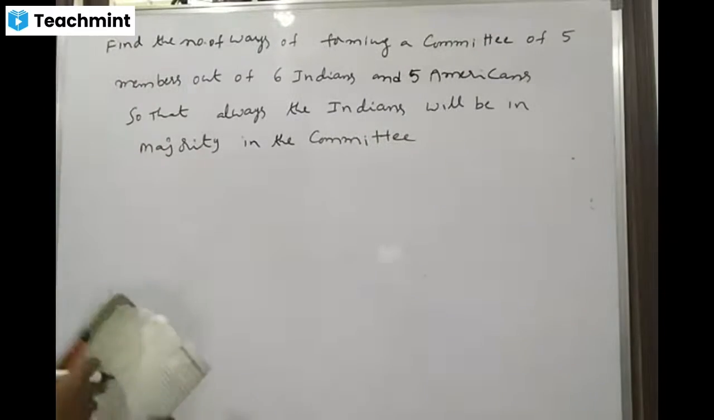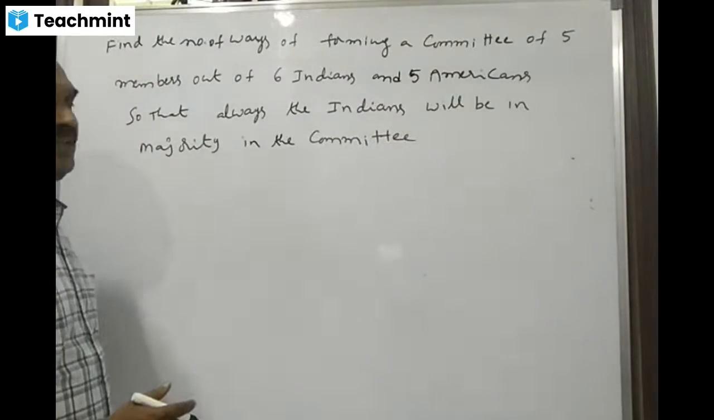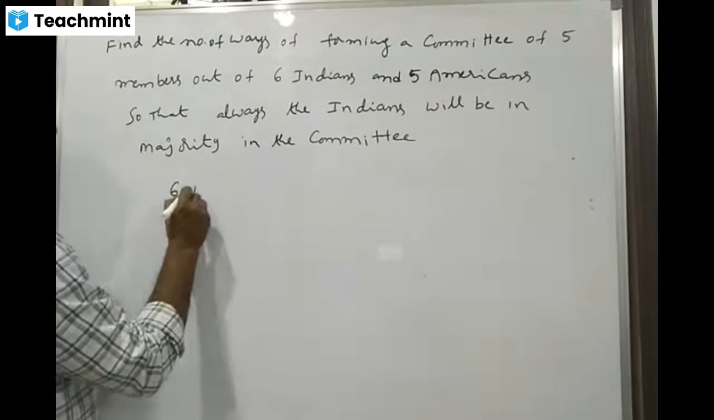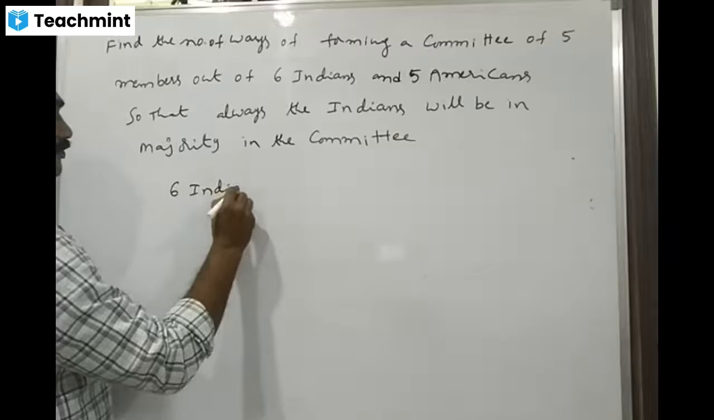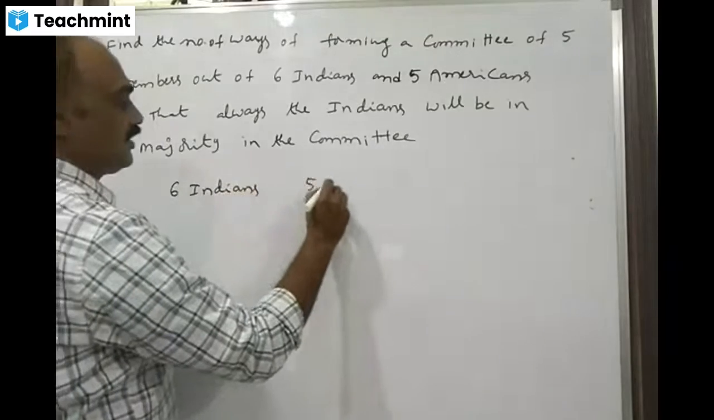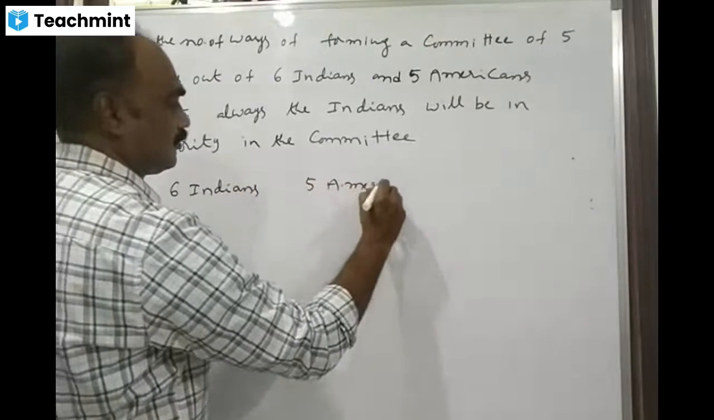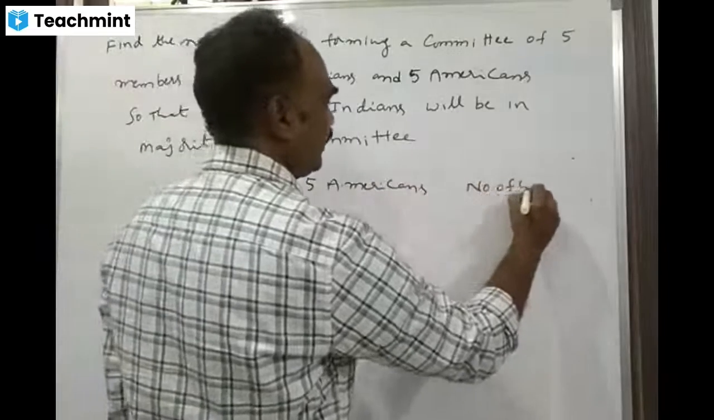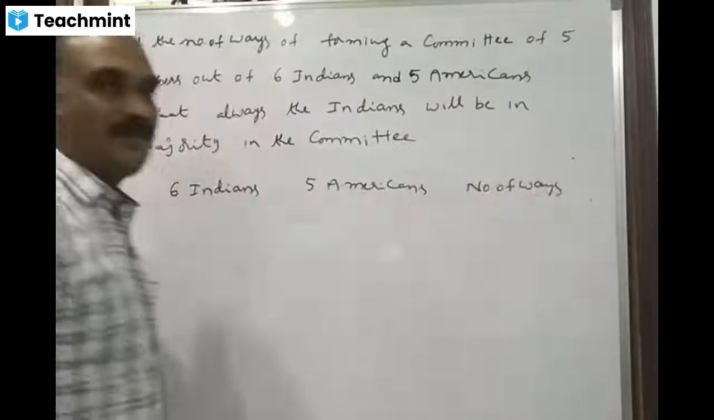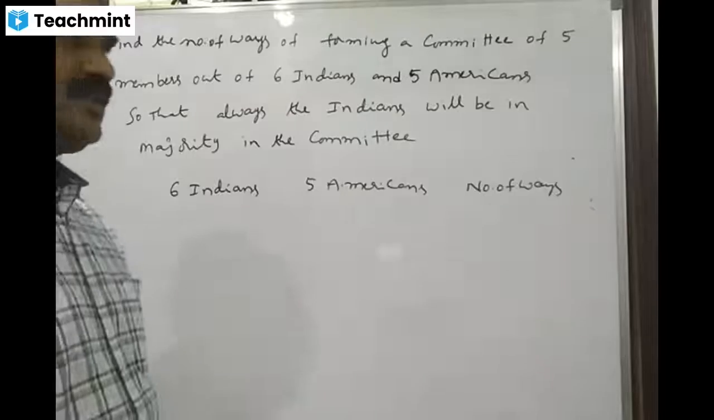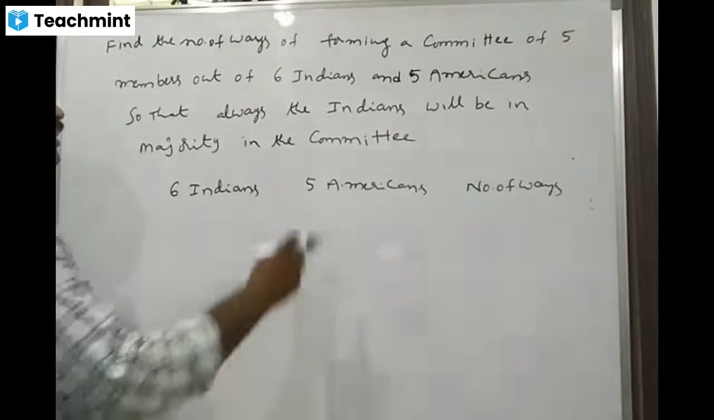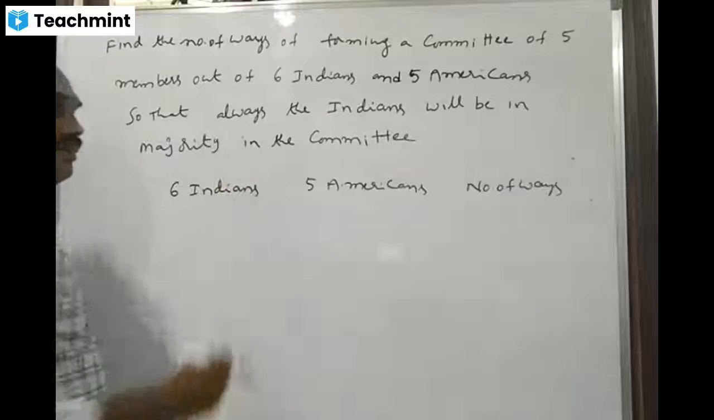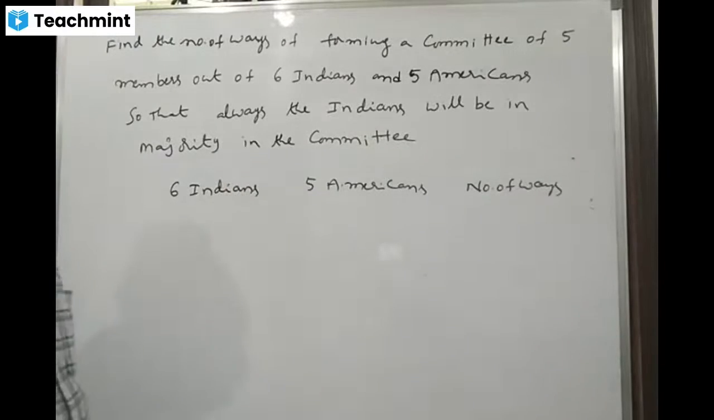Friends, find the number of ways of forming a committee. Total 5 members out of 6 Indians and 5 Americans. Friends, what is the answer? Number of ways is equal to selecting 5 members. In the 5 members, what is the condition? Majority. Friends, Indians will be the majority.